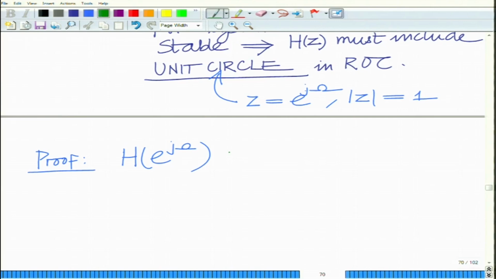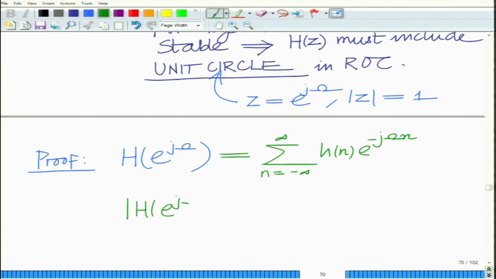So, the magnitude of H(e^{jω}), for any z on the unit circle, equals the sum over n from minus infinity to infinity of h[n] z^{-n}, that is e^{-jωn}. So the magnitude of H(e^{jω}) is the magnitude of the sum over n equals minus infinity to infinity of h[n] e^{-jωn}.